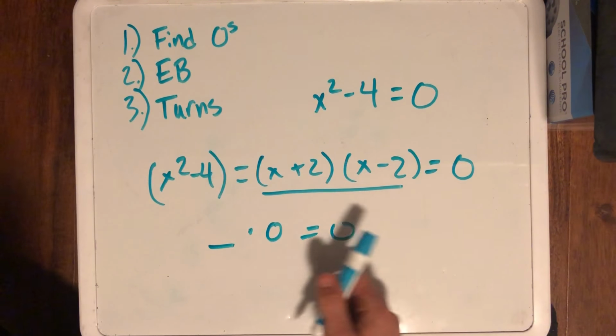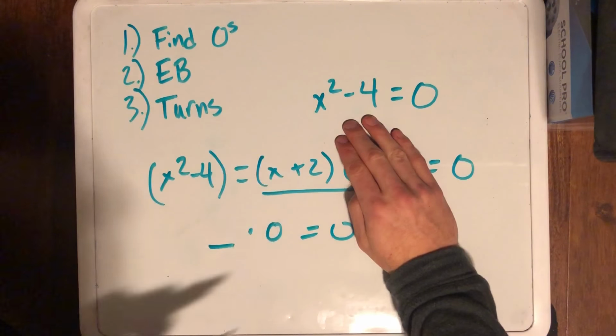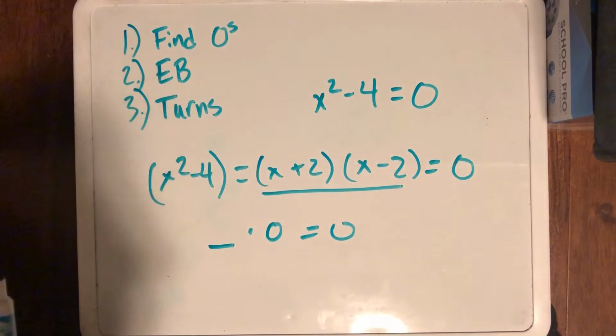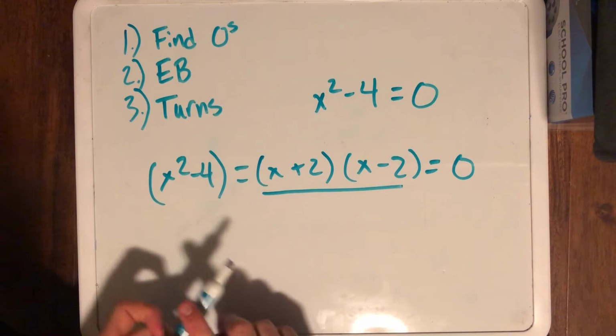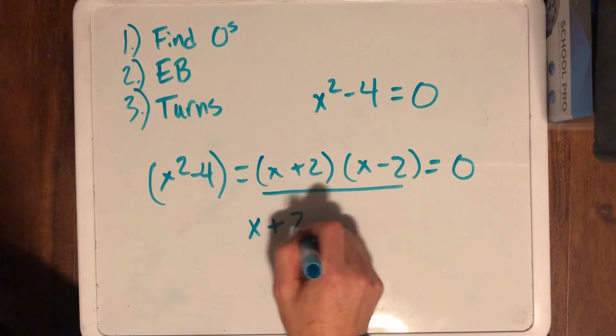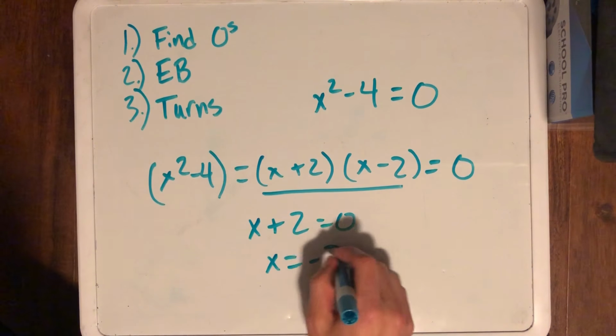So what we're going to try and do is make this left one equal to 0, and then we're going to make the right one equal to 0. The way that we do that is we set each of these individually equal to 0. So we'd say x plus 2 equals 0, and then we just solve for x, so x equals negative 2.